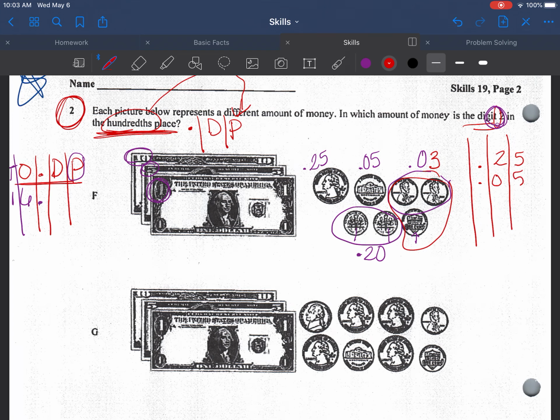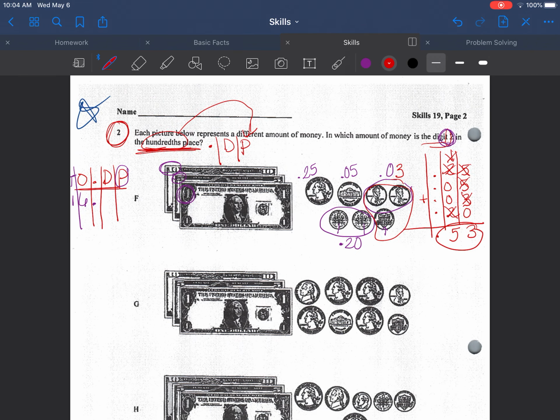You can do it in your head, or I can go ahead and add them up. So I have 25. Remember, we're talking about cents, so don't forget your decimal. And then we have 5 cents. And then we have 3 cents. And then we have 20 cents. 5 plus 5 is 10. Plus 3 is 13. 2 plus 1 is 3. And 2 is 5. So my total amount is going to be 53 cents.